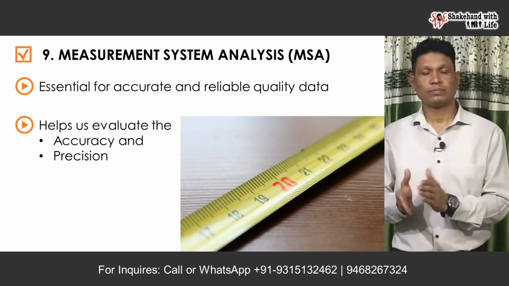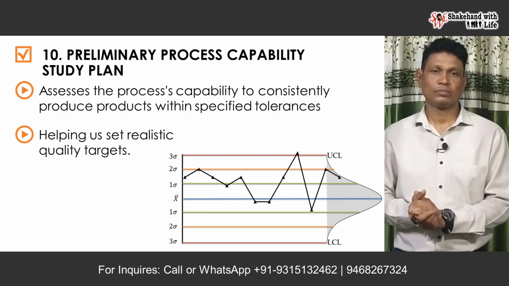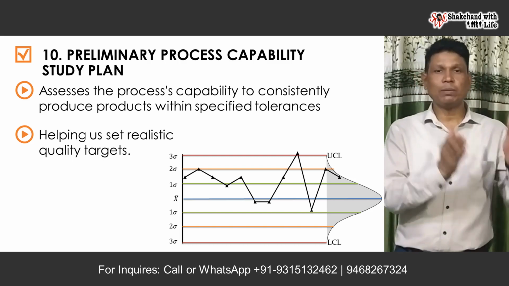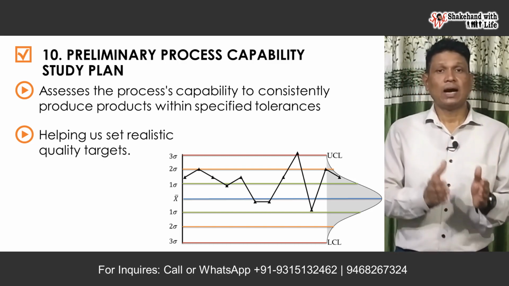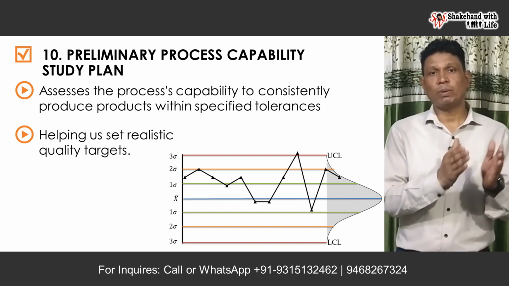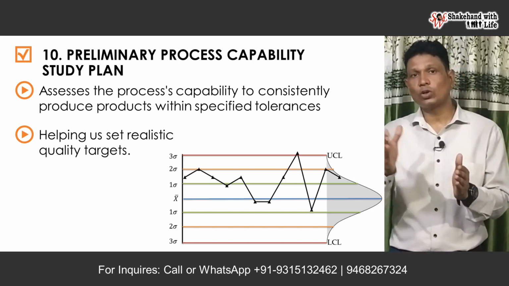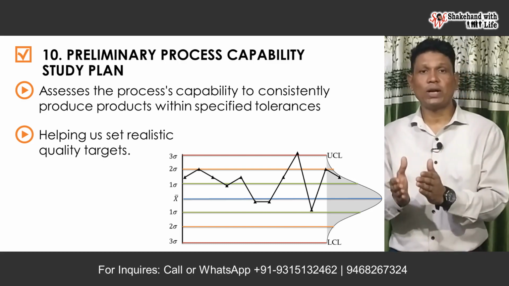Step number 10, preliminary process capability study plan. Moving on to Step 10, we develop a preliminary process capability study plan. This plan assesses the process's capability to consistently produce products within specified tolerances, helping us set realistic quality targets.